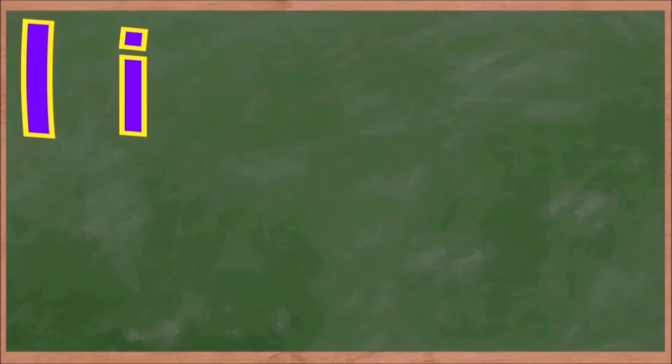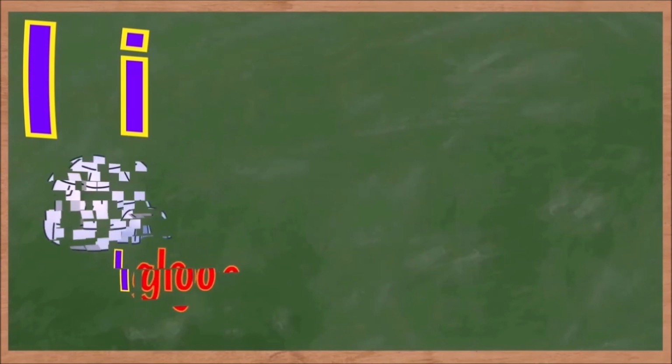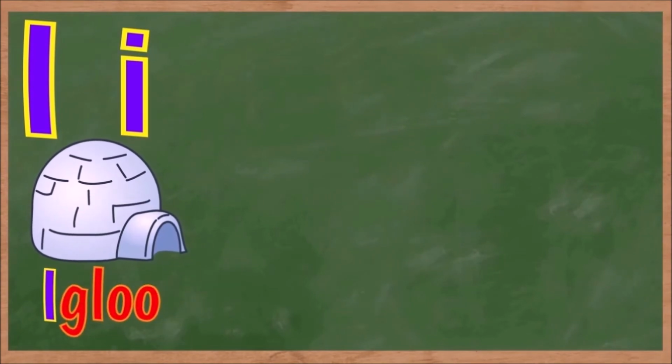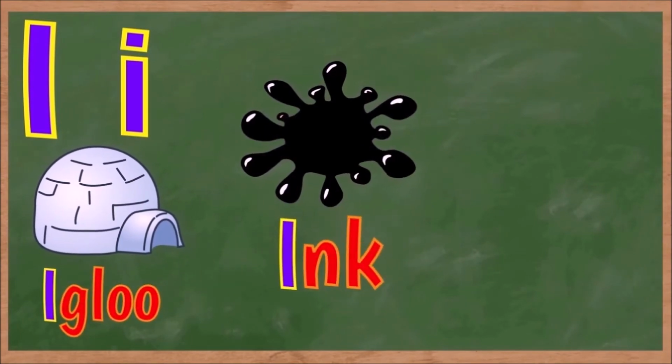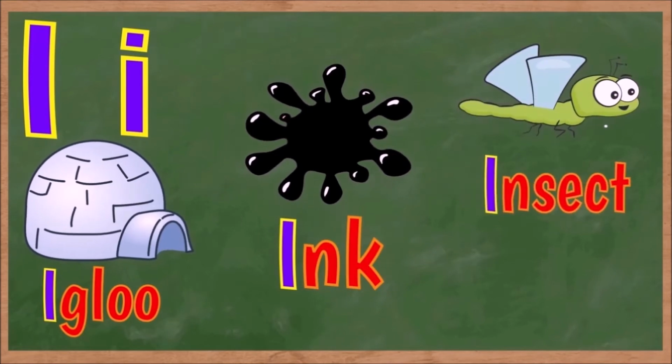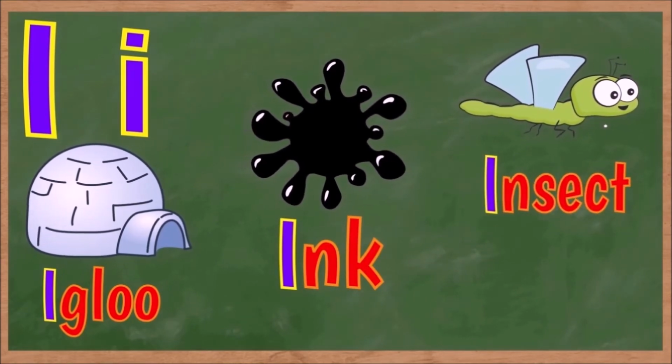The next letter is the letter I. And the I makes an eh sound. Give that one a try. Eh. All right, I got it. Did you? I for igloo. Ink. Insect. Next letter, please.